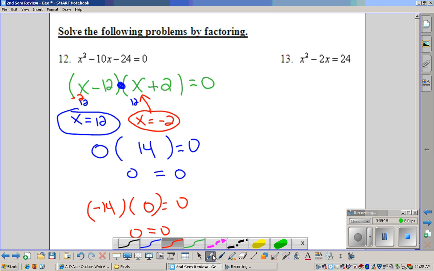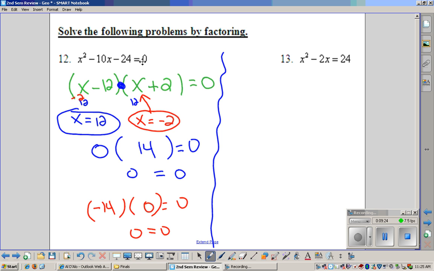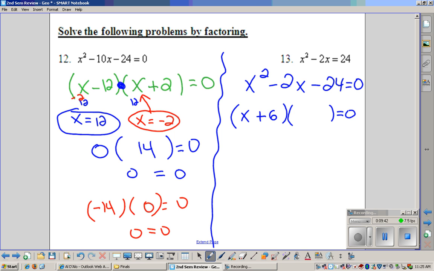Okay, so let's take a look at number 13. Similar problem, a little bit harder because the equation isn't set equal to 0. So let's make it that way. Let's subtract the 24 to the other side, leaving 0 on the right. And now this problem looks a lot like the previous problem. We'll factor it. Factors for positive 6. Oh, excuse me. Factors will be x minus 6 and x plus 4.